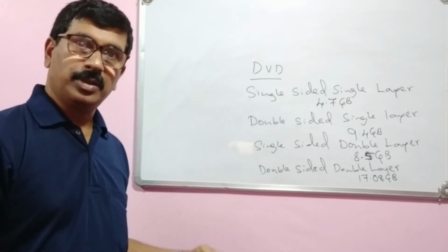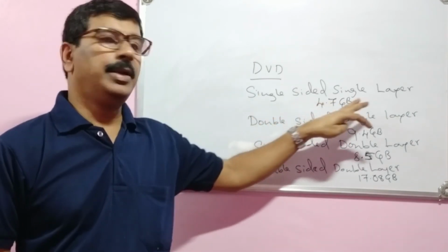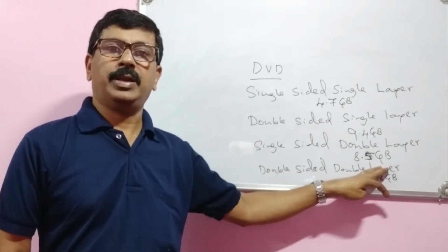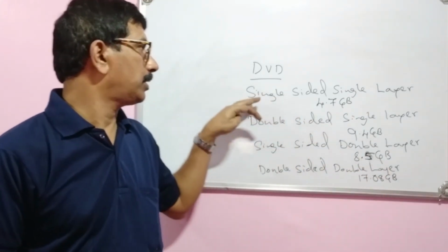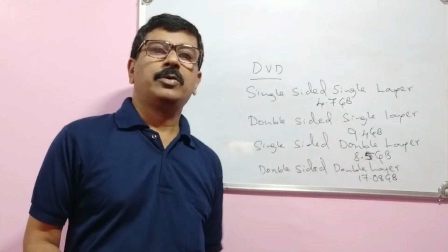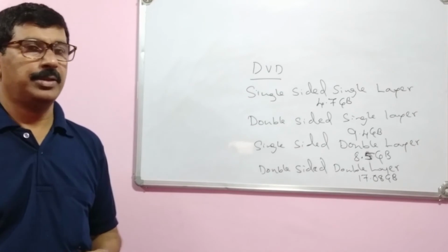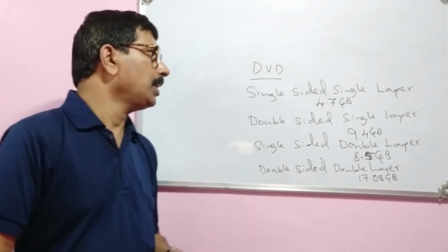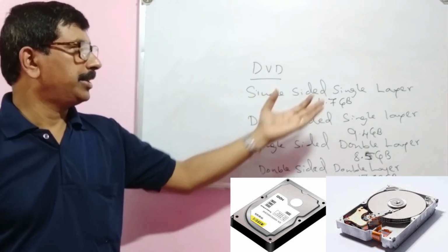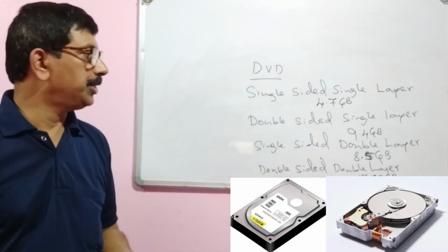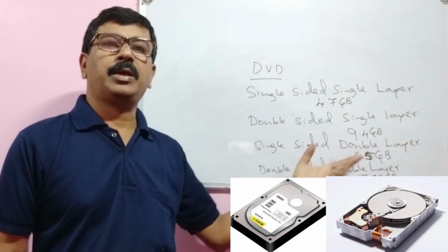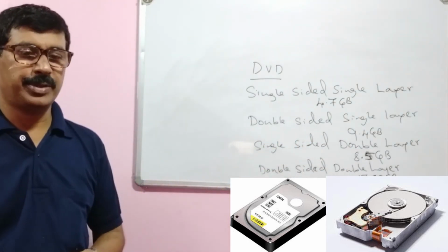But commonly we use single-sided single layer and single-sided double layer. In the markets, the commonly available ones are only two, 4.7 GB and 8.5 GB DVDs. Cost-wise, a single-sided single layer DVD you can purchase for 15 to 20 rupees, and a single-sided double layer may be 40 to 50 rupees.